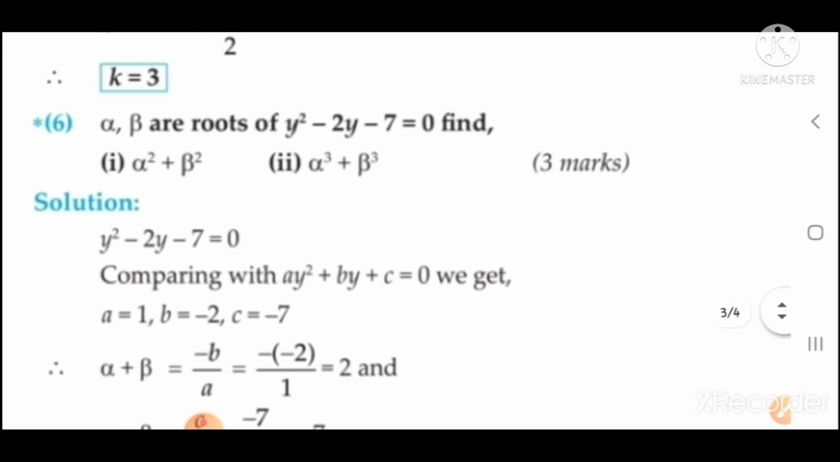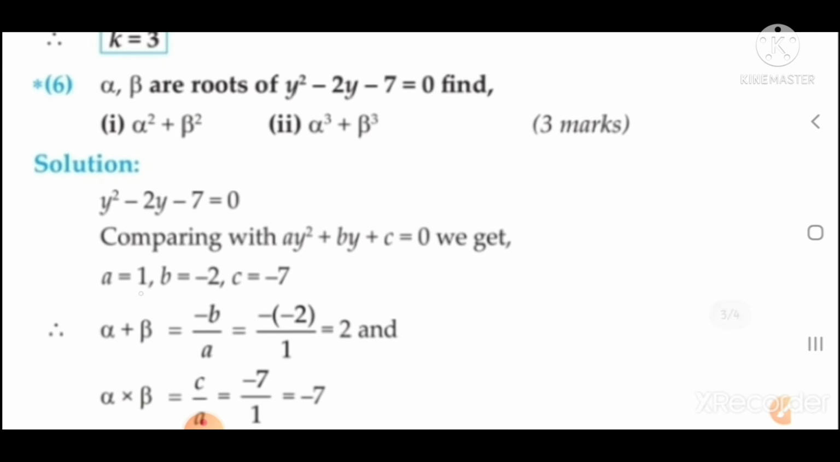So first of all what you will do, you will compare it. Always you have to compare the equation and get the values of a, b, c. Without getting the values of a, b, c you cannot proceed with the sum. Keep this in mind. So we'll compare it and we'll get the values. a is 1, b is minus 2 and c is minus 7. I hope now you know how to find the values of a, b, c, right?